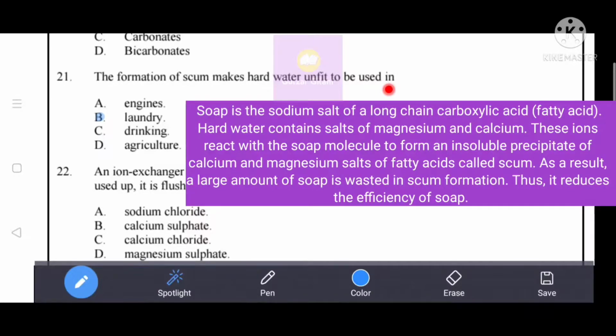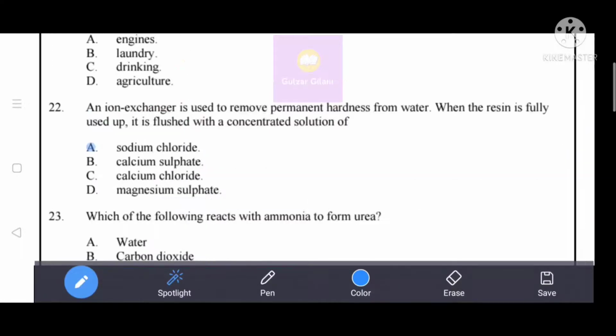That's why the correct answer is option B, that is laundry. The formation of scum makes hard water unfit to be used in laundry. Means B is the correct answer.